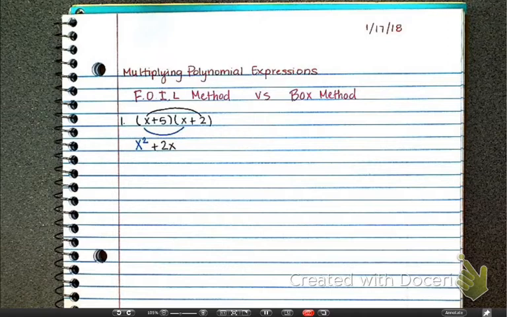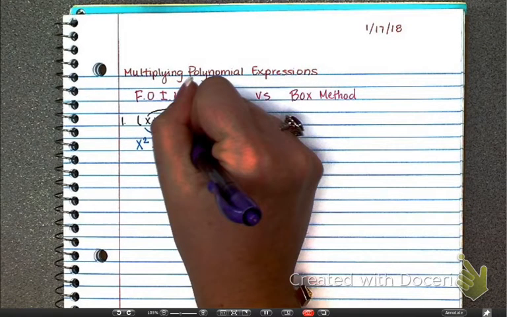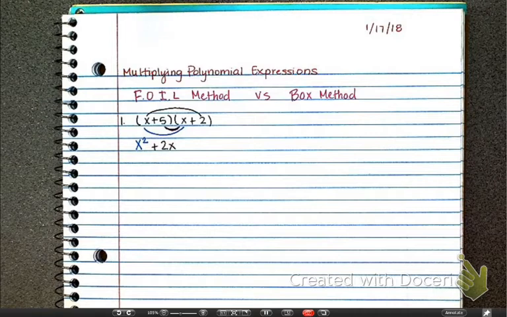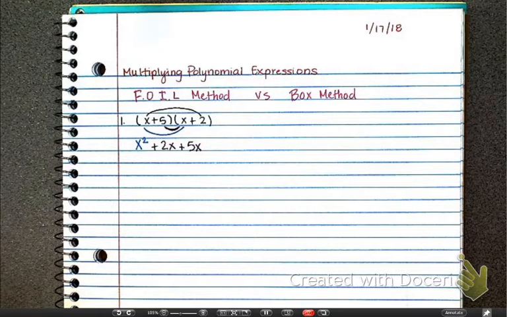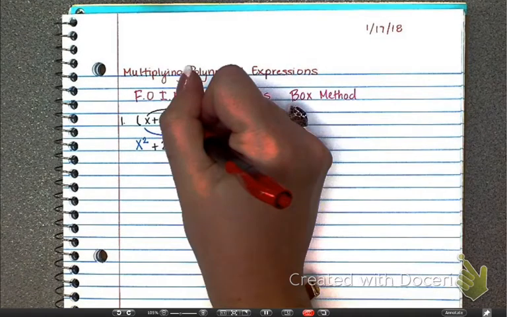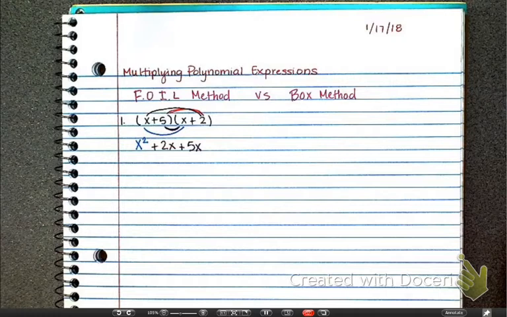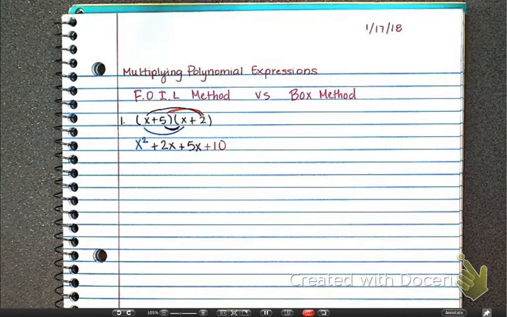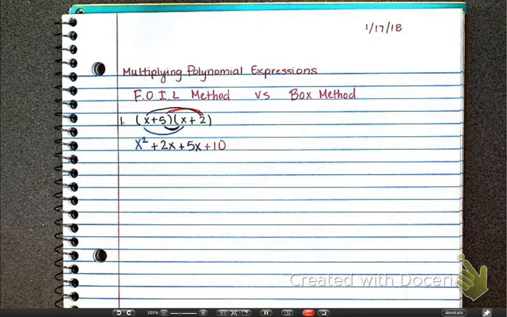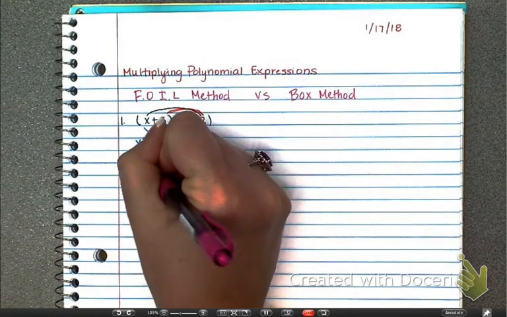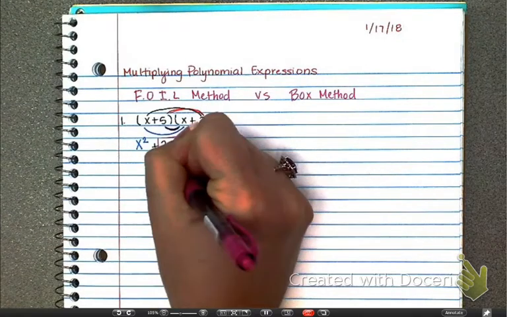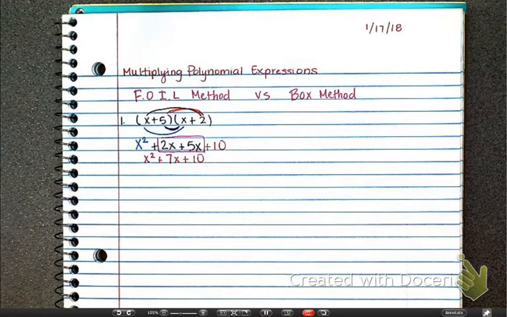I stands for inside. So we multiply the inside terms. 5 times x, 5x. L stands for last, so you multiply the last terms. 5 times 2, 10. We sure can't leave our answer like that. Is there anything I can combine? The 2x and the 5x, right? So I would have x squared plus 7x plus 10 as my final answer.